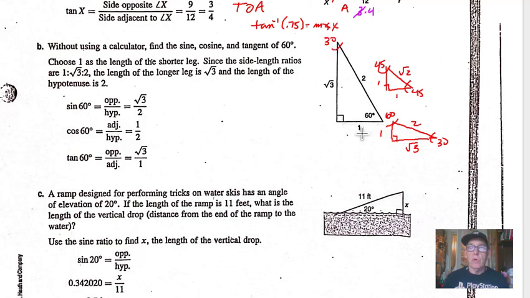The short side is 1. The medium-sized side is root 3. And the hypotenuse is 2. So we want to do the sine of 60 degrees. So 60 is our reference angle. Again, find the hypotenuse, mark it.